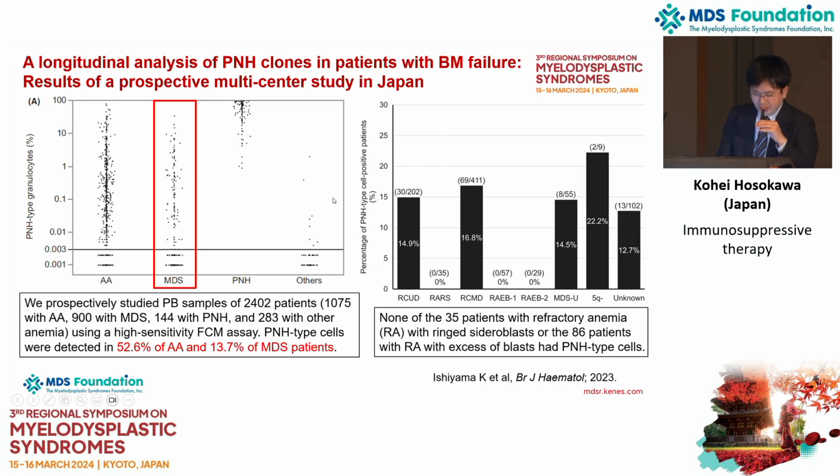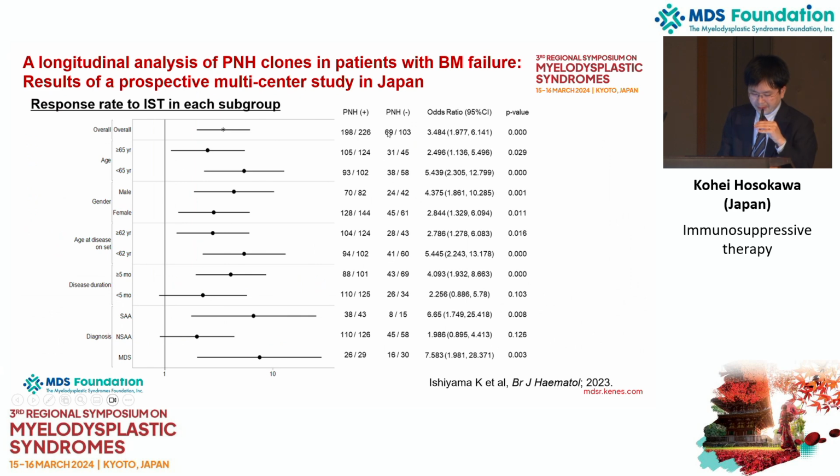When we look at the MDS subtypes, interestingly, none of the 35 patients with refractory anemia with ring sideroblasts or 86 patients with RA with excess blasts had these PNH type cells. So this also suggests that the presence of this minor PNH clone is associated with benign bone marrow failure and immune-mediated bone marrow destruction.